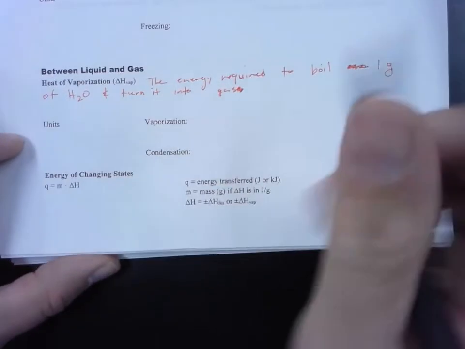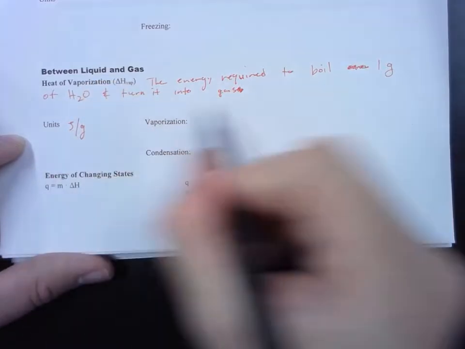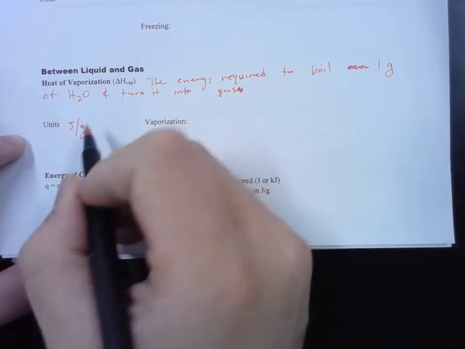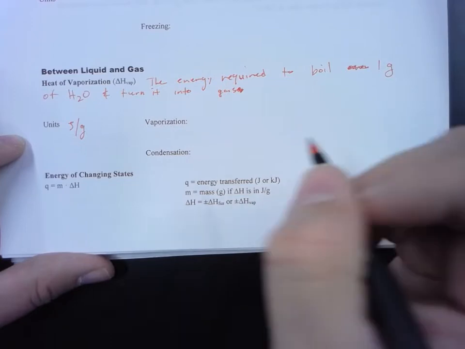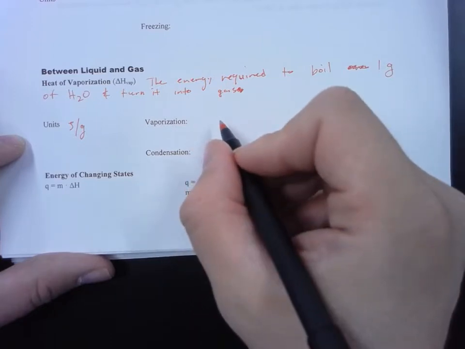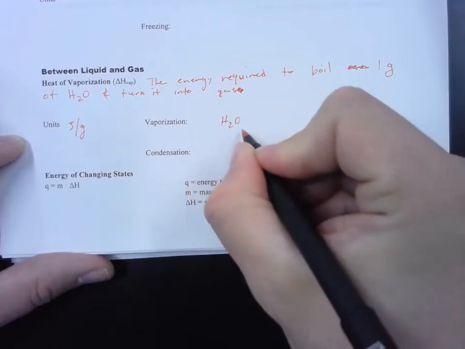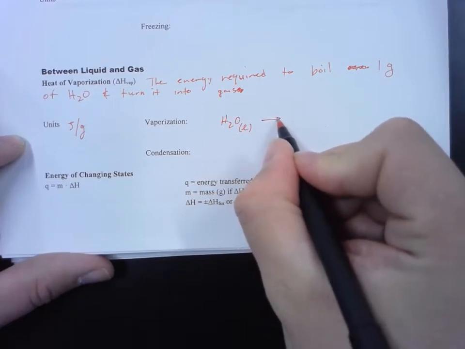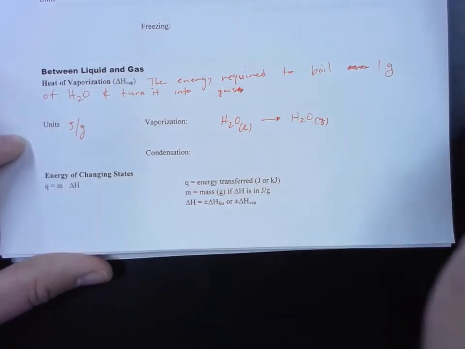It's positive. Okay, so let's go ahead and write out the units: joules per gram, because again, it's 1 gram of H2O to turn it into gas. How many joules is required? So our units are joules per gram. For the vaporization, the chemical formula is going to look like this: H2O, liquid, that's an L, turns into H2O, gas, that's a G.